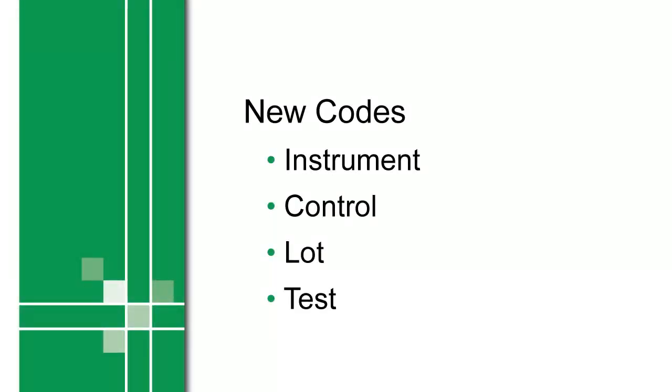However, the process is slightly different when the instrument, LIS, or middleware produces a new code for an instrument, control, lot, or test. UnityConnect 2.0 does not know what to do with the new code until it's mapped by the user. Let's look at what the process looks like.